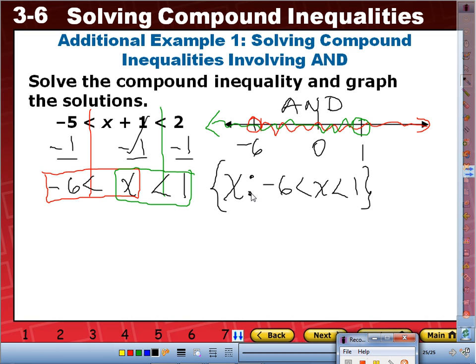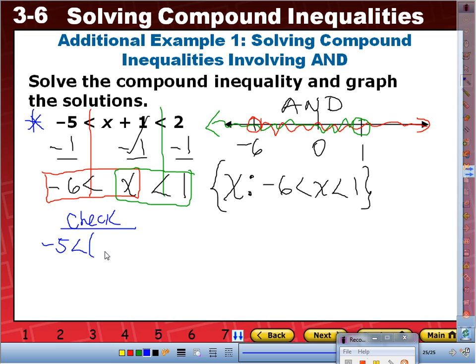So the question was, do we always leave the x right here in between the two inequality symbols? Yes, because that tells us that our x values should be between negative 6 and 1. So let me show you how that works. Check. I'm going to check with blue. I'm going to rewrite our original inequality: negative 5 less than, instead of x, I'm going to open up parentheses, x plus 1, less than 2.